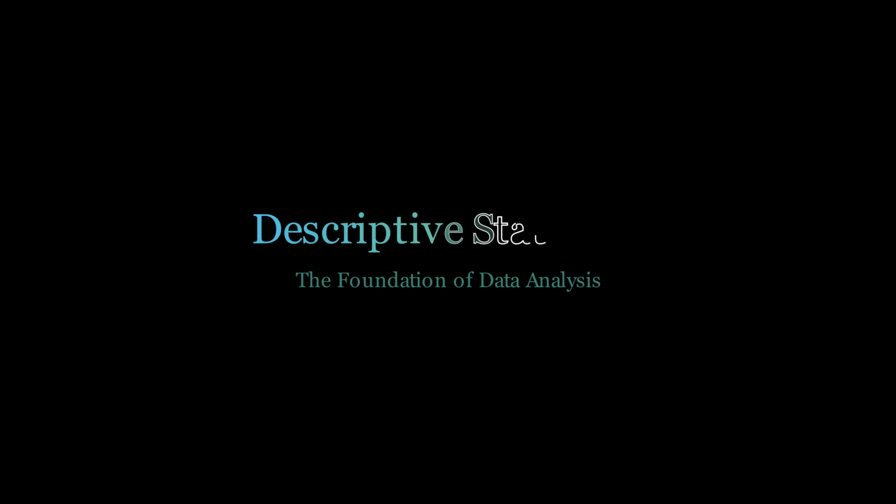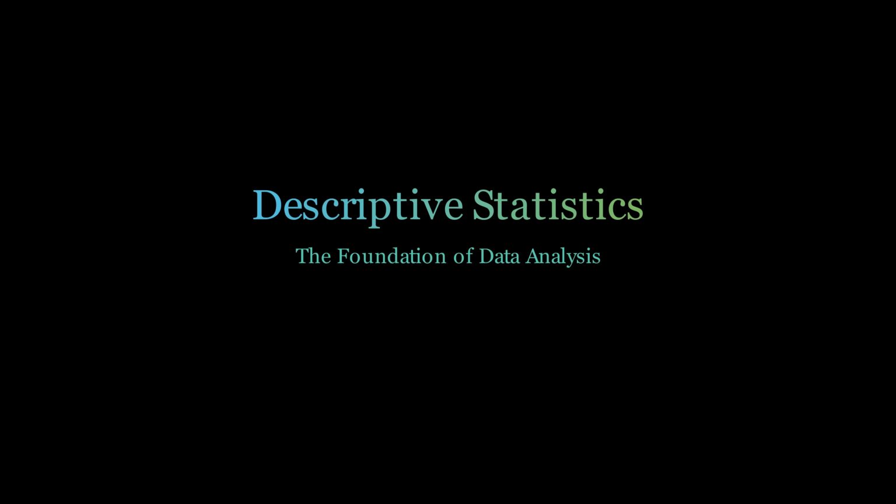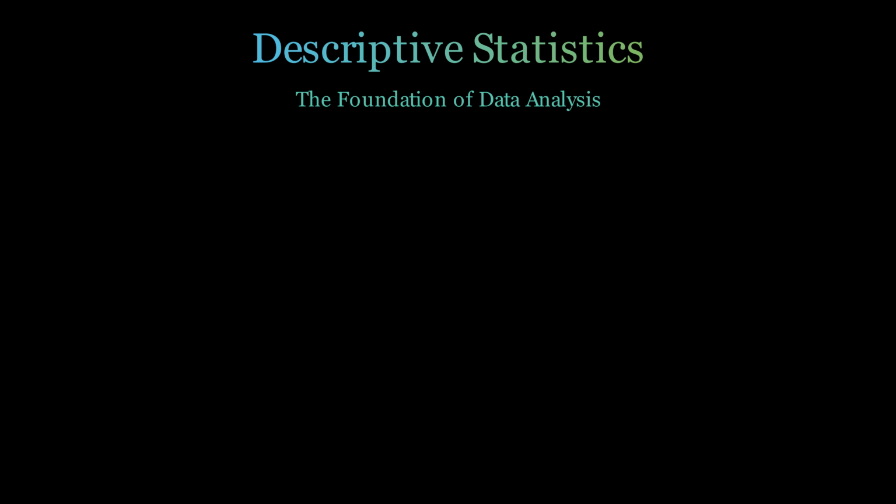Descriptive statistics are the basic tools we use to summarize and understand datasets. They help us make sense of raw numbers by providing meaningful summaries and visualizations. Our framework consists of 8 key areas.